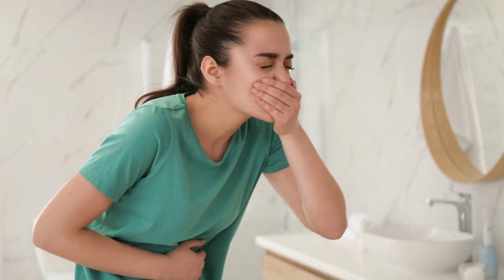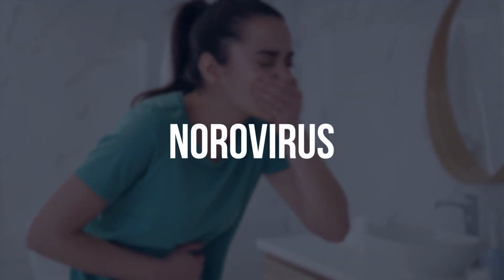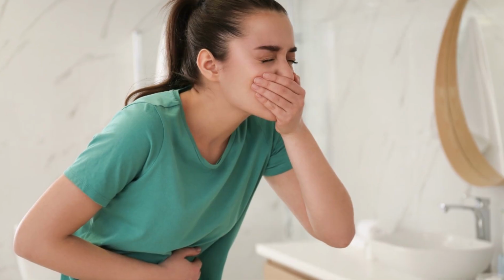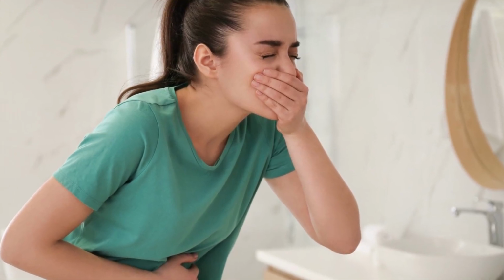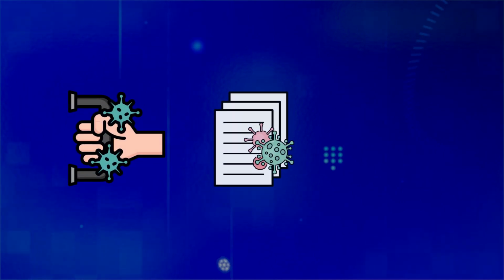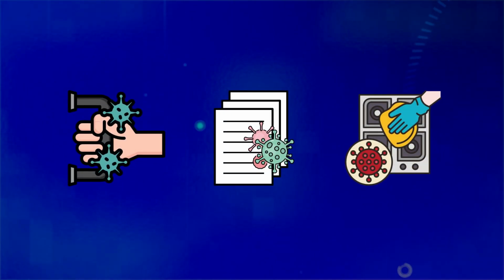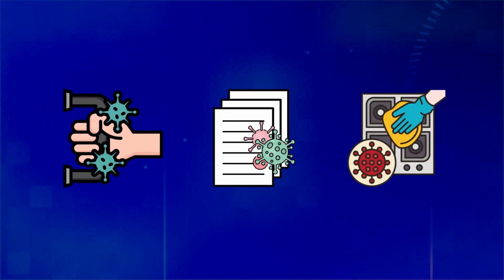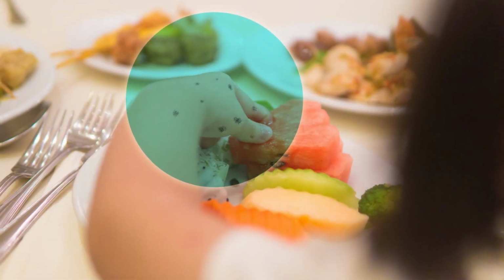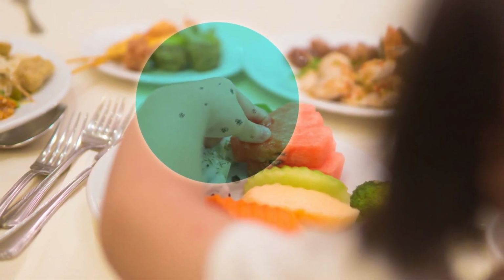For instance, viruses like norovirus, notorious for causing winter vomiting infections, can linger on surfaces like door handles, paper, and kitchen implements. When we touch these contaminated objects and then touch our faces or consume food without proper hand hygiene, we risk introducing the pathogens into our bodies.